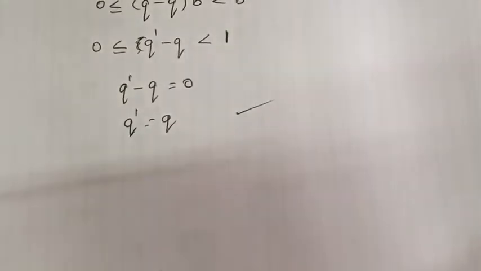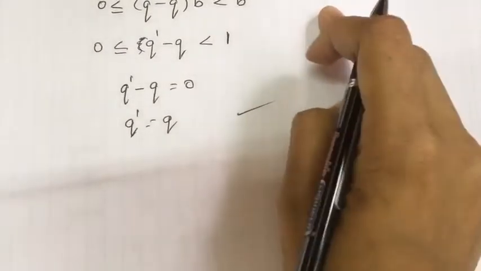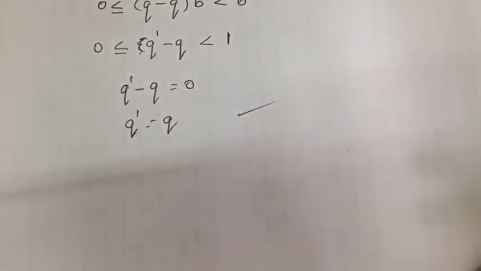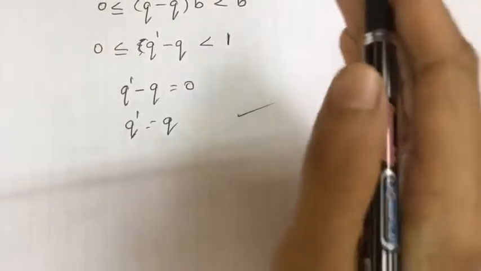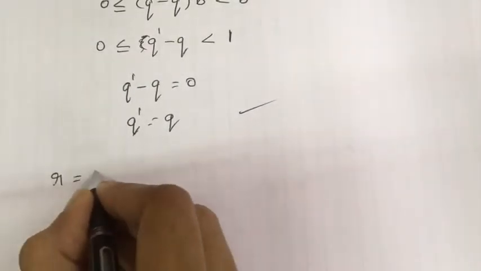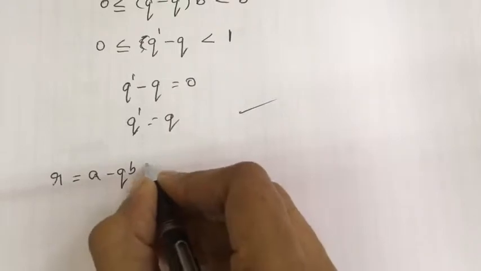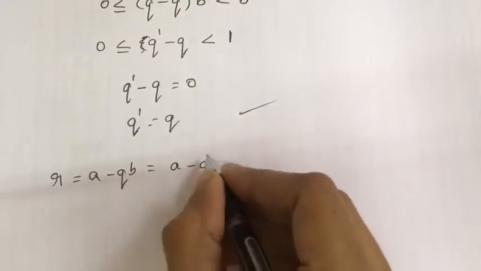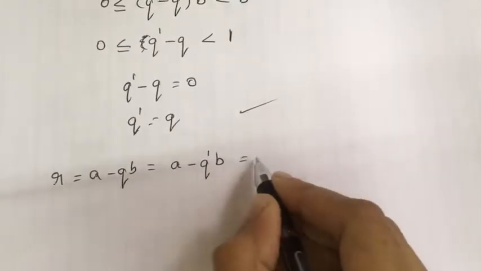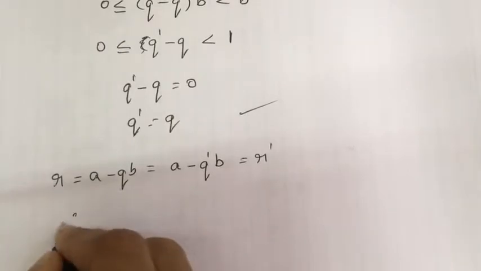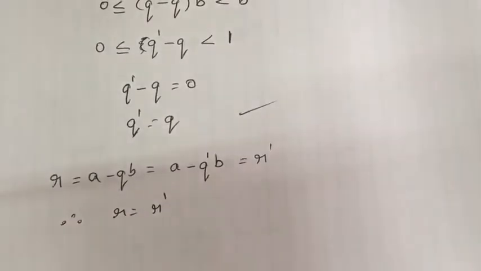So one thing is over, then I have to prove this is what I have taken, R greater than or equal to R dash, right? So if this Q equal to Q dash, then I have to check for the relation between R and R dash. I just have to show R equal to R dash when Q dash equal to Q. Then see R equal to A minus QB, which is same as writing A minus Q dash B, because Q equal to Q dash, which is nothing but R dash. Therefore R equal to R dash, right?